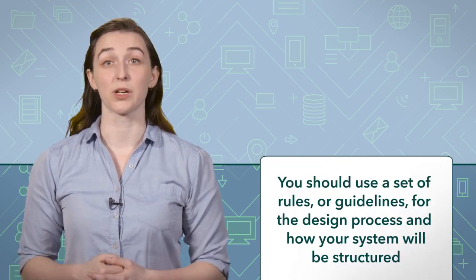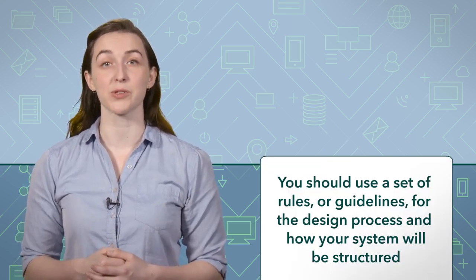The process of designing a high-quality system architecture should be methodical. You should use a set of rules or guidelines for the design process and how your system will be structured. While the design rules or system structure rules vary from company to company within the industry, some of the more general rules should be common sense.